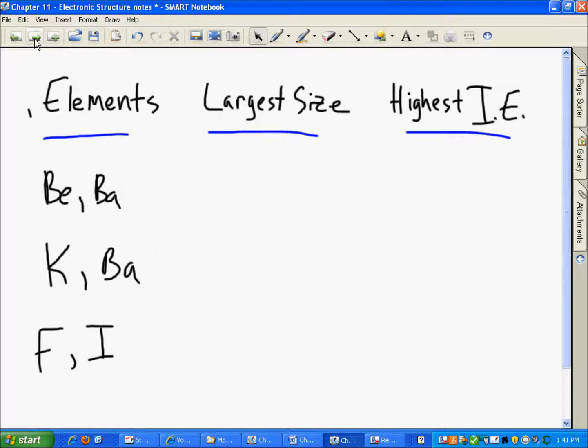Okay, so now that we know all that, let's try to work out some trends here. Of the two elements, beryllium and barium, which do you think has the largest size? So find beryllium and barium in the periodic table, and once you've found them, see if you can think which has the largest size.